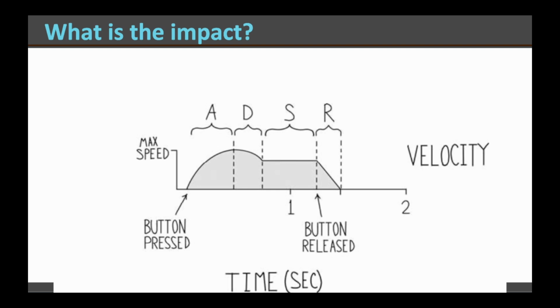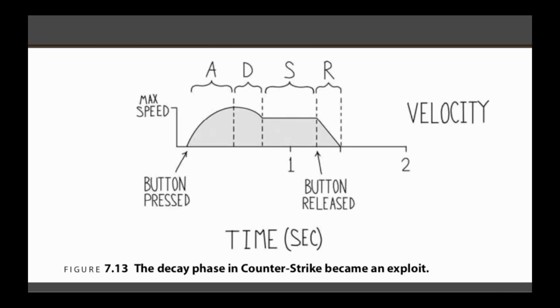This one was actually a very prominent exploit. This is the animation curve for Counter-Strike's bunny hopping. So in the original Counter-Strike, they wanted you to be able to move very quickly and feel like you sprinted fast off the line, so they had a little bit of boost and then a decay.